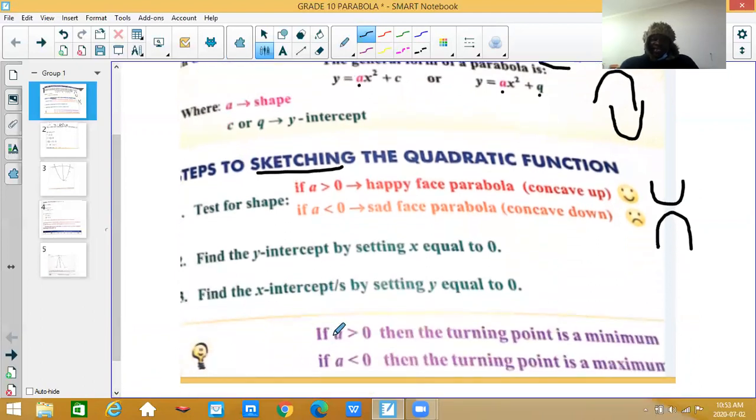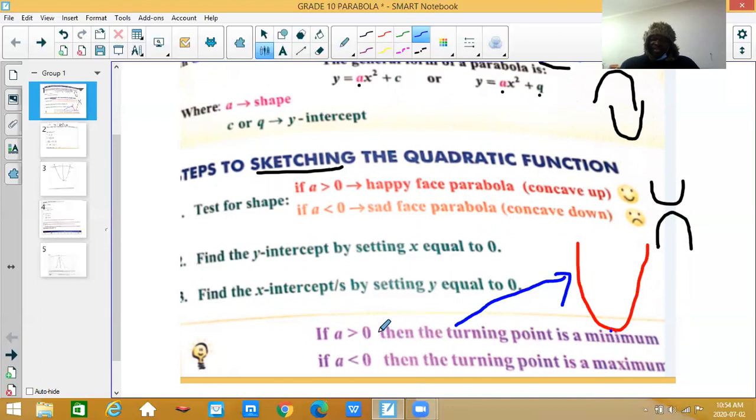Right. If A is positive, our graph will be something like this. It has a minimum turning point. This one has a minimum. If A is positive, it has a minimum, and the graph is facing upwards. This is where we have the minimum. The graph is something like this.